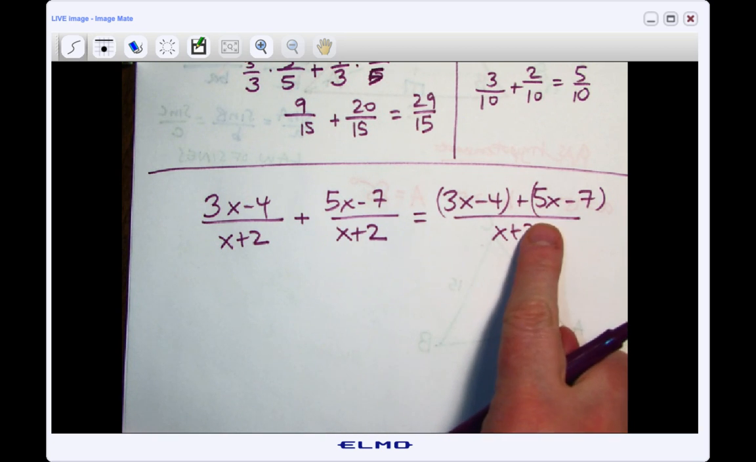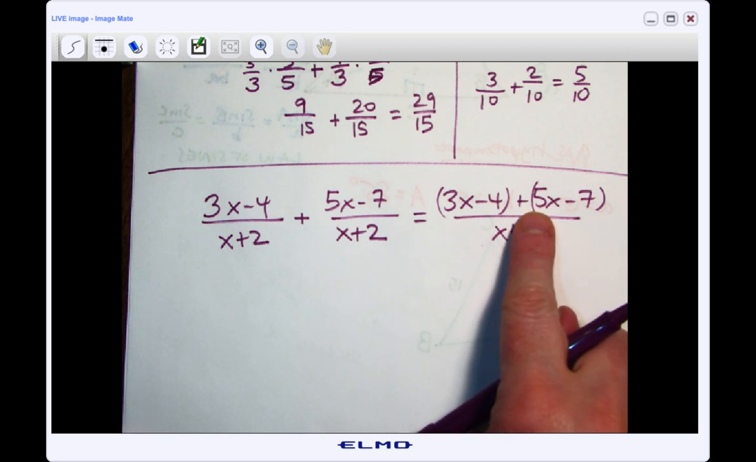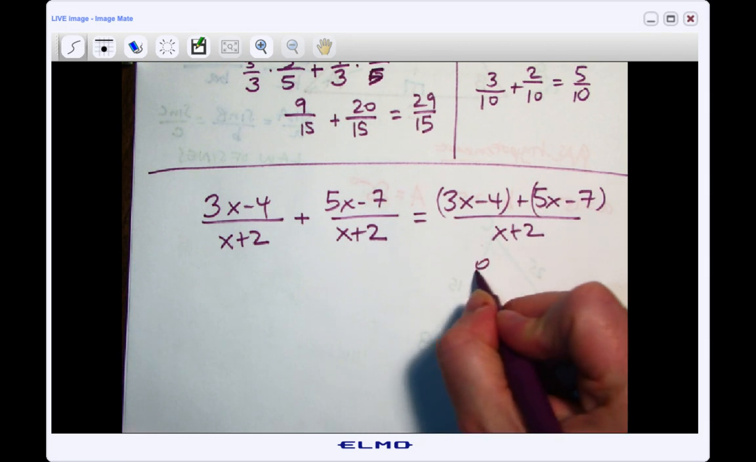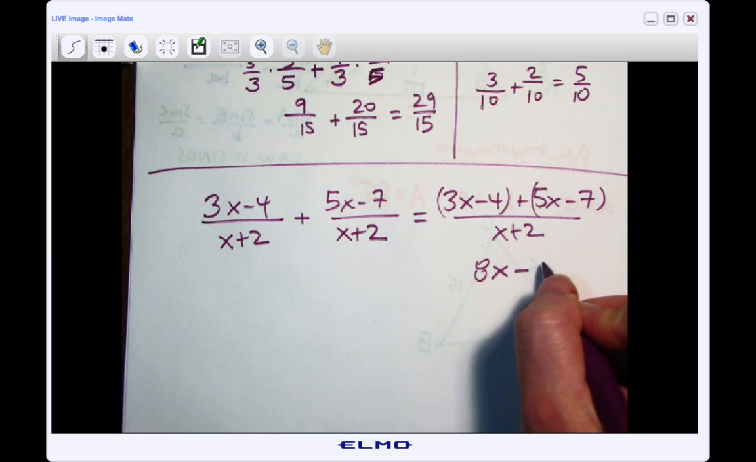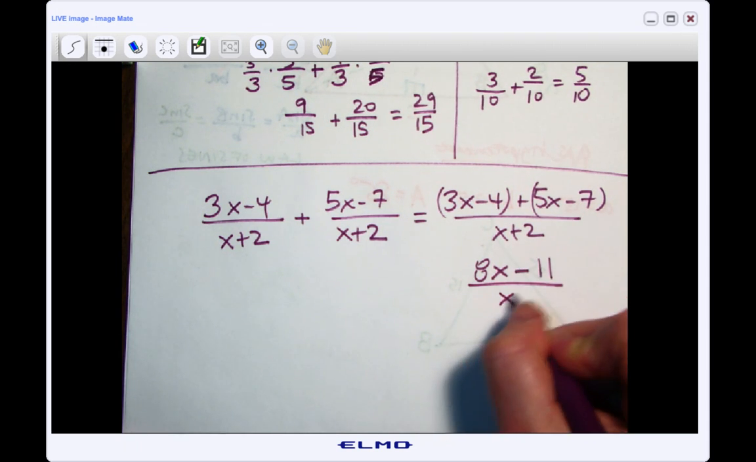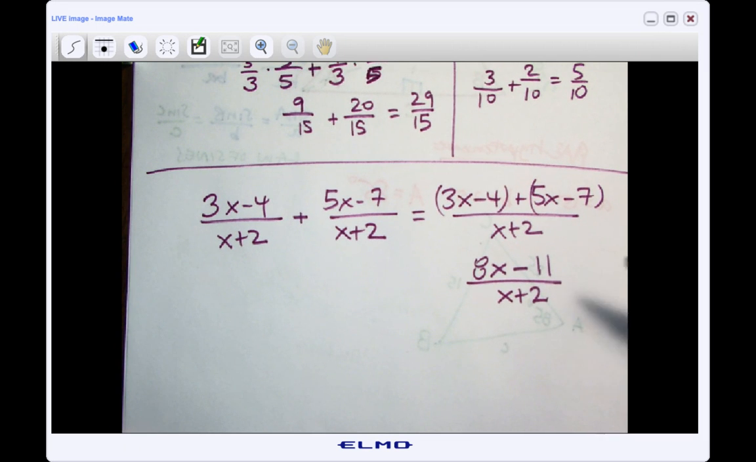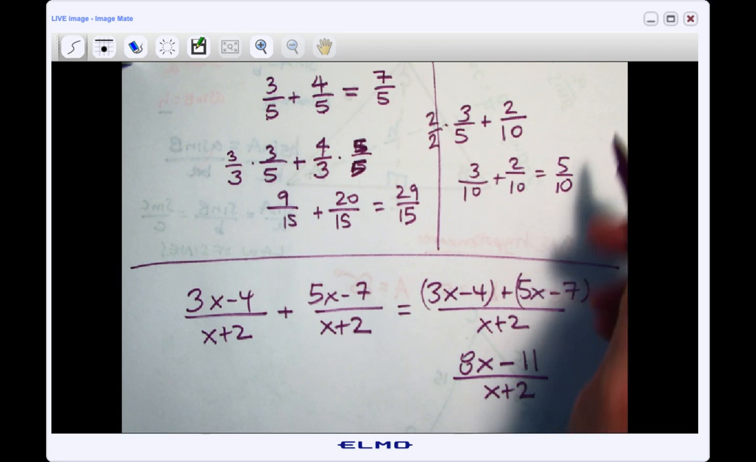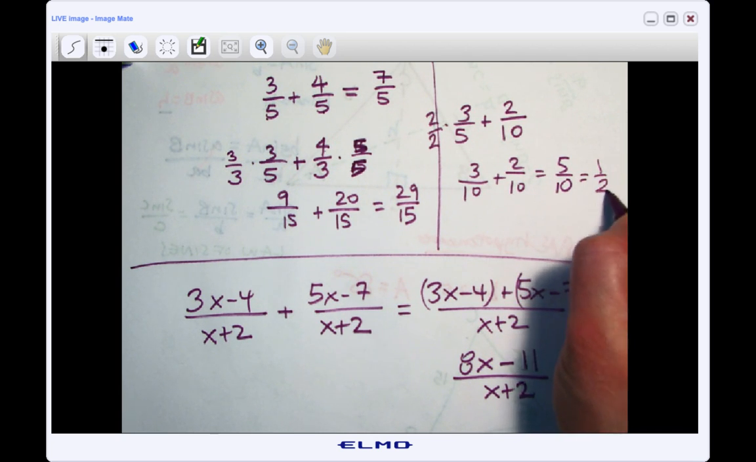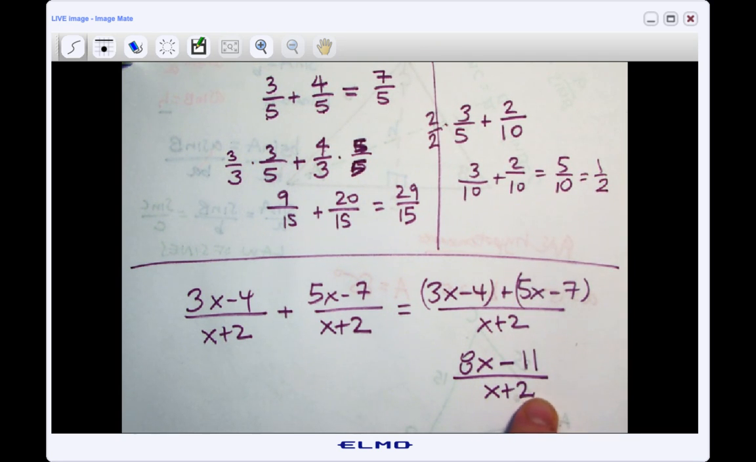And of course, then we combine our like terms. What's the 3 and the 5 when we combine them? If I have 3x's and 5x's, I have 8x's altogether. A -4 and a -7 is going to give me a -11, over x plus 2. And the last thing you should do is just see if there's any way you could reduce the fraction. So just like this one, I would reduce it to a half. If this were reducible, we'd reduce it, right?